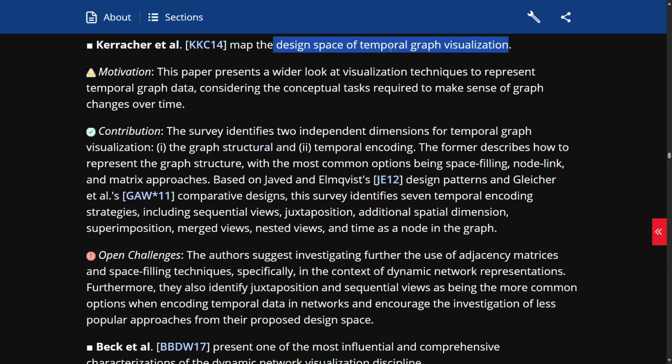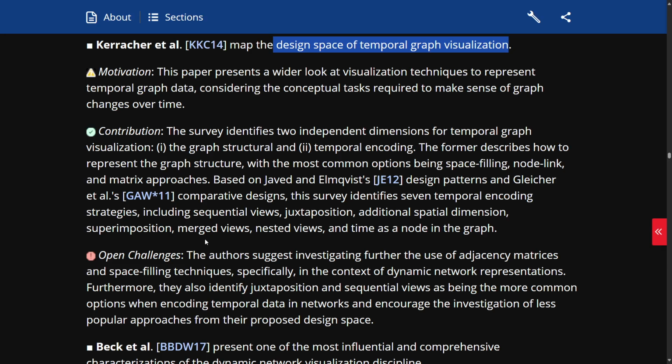Contribution. The survey identifies 2 independent dimensions for temporal graph visualization: 1, the graph structural, and 2, temporal encoding. The former describes how to represent the graph structure, with the most common options being space filling, node link, and matrix approaches. Based on Javed and Elmqvist's [JE12] design patterns and Gleicher et al.'s [GAM11] comparative designs, this survey identifies 7 temporal encoding strategies, including sequential views, juxtaposition, additional spatial dimension, superimposition, merged views, nested views, and time as a node in the graph.